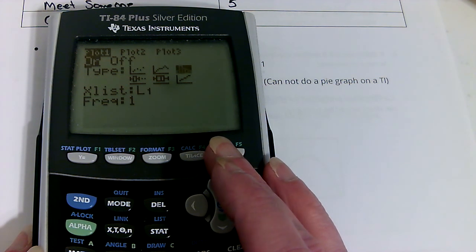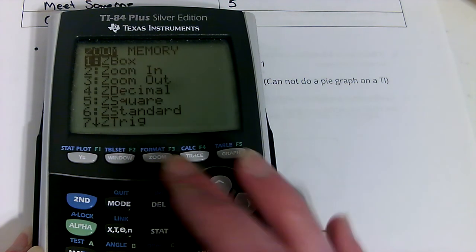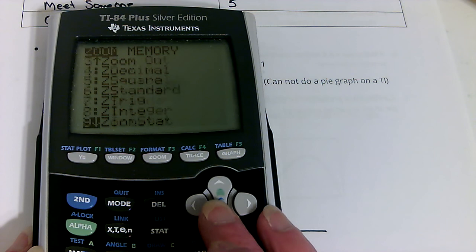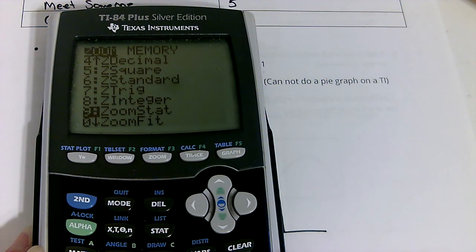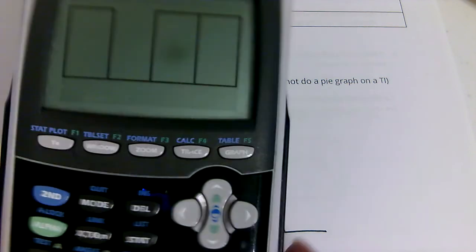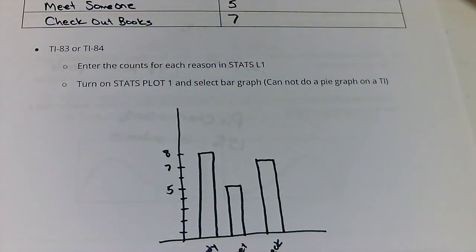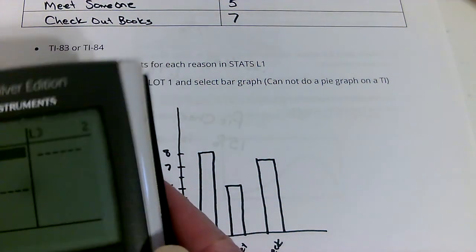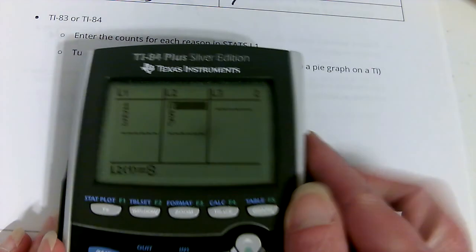But I have to be careful here because the window's not going to be right. So I'm going to press zoom. And zoom stat matches the window with what we're given. Uh-oh. Hold on. It did not do what it's supposed to do. I did something wrong. I apologize for that. I was having a brain damage moment.